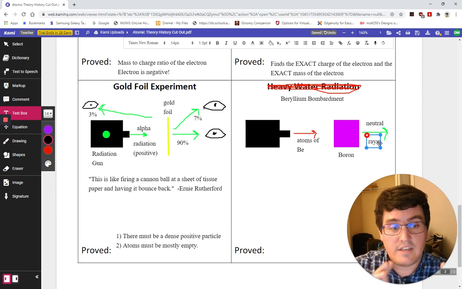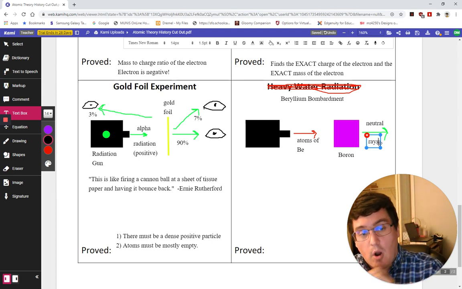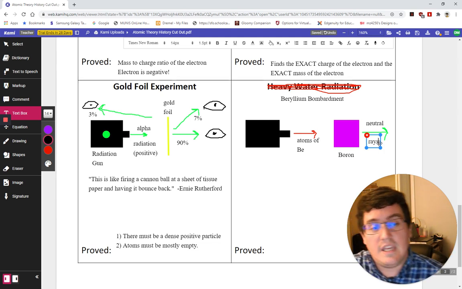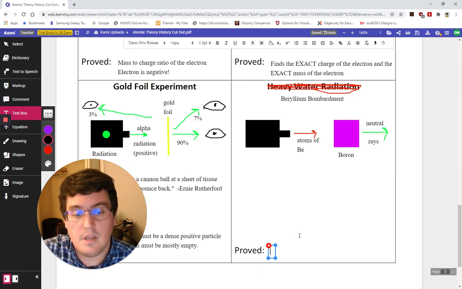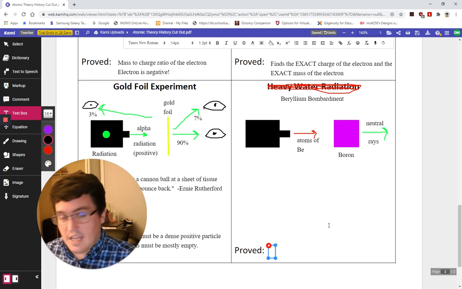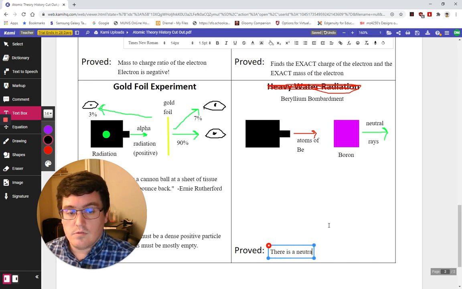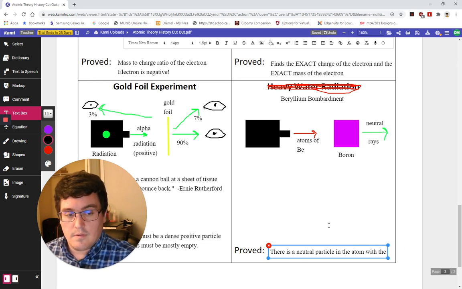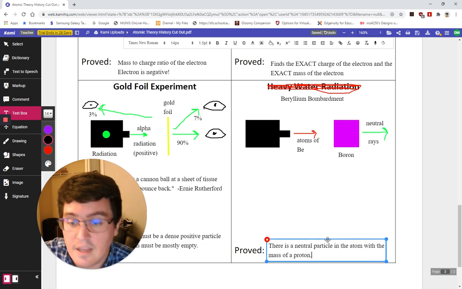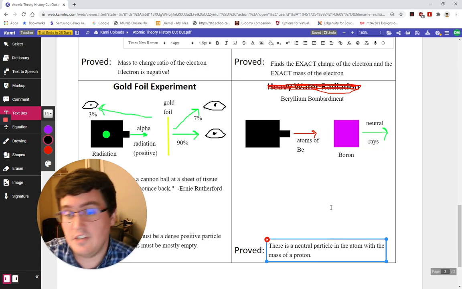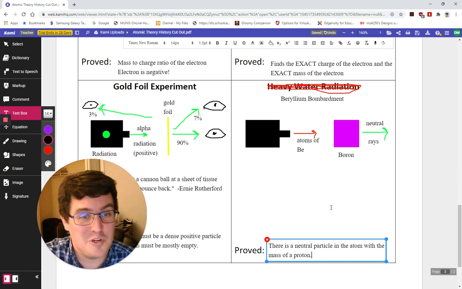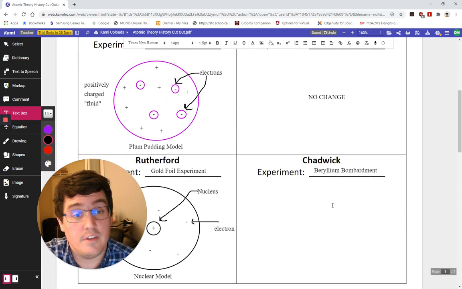And what Chadwick did was he bombarded a bunch of different things and showed that you can get neutral rays from a lot of different kinds of atoms. And so it proved to him and to everybody else who read his work that there is a neutral particle inside the atom that has about the mass of a proton. Somebody else had already called it neutral rays, so he just said, hey, the particle of neutral rays is the neutron. And this is the discovery of the neutron.